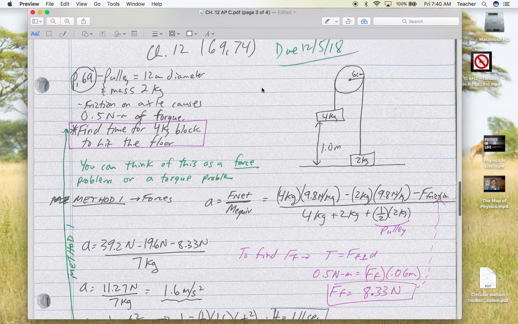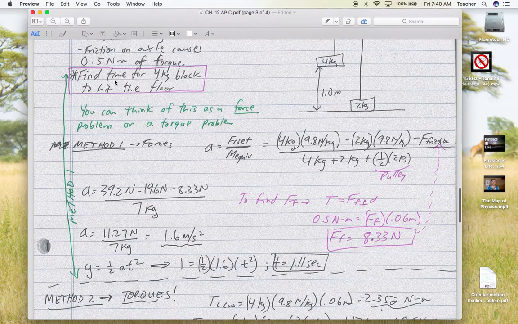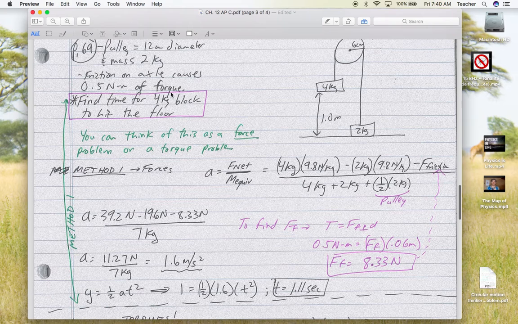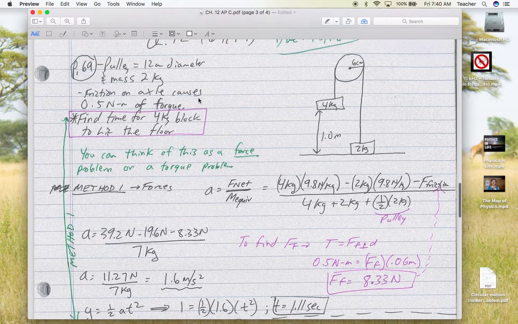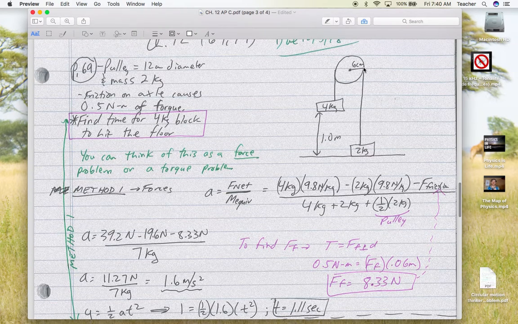So the key thing I think of is you can think of this as a torque problem. You can think of it as a force problem. So I tend to do this in terms of method 1. So it says that the friction is causing 0.5 newton meters of torque. This is a 6 centimeter radius because it says 12 centimeters in diameter. The mass of the pulley is 2 kilograms. And friction on the axle causes that amount of torque.